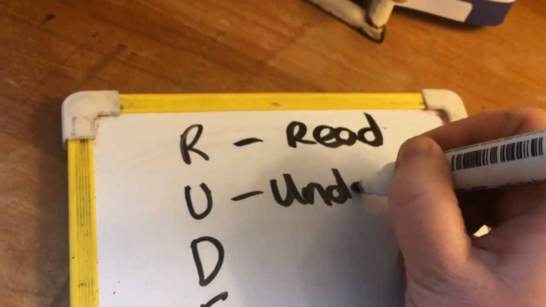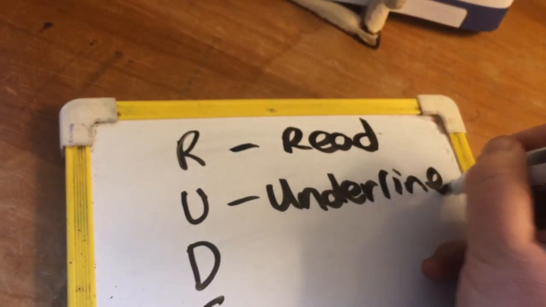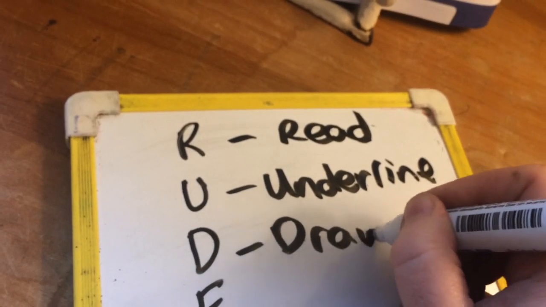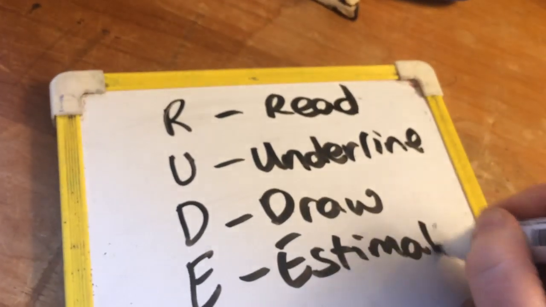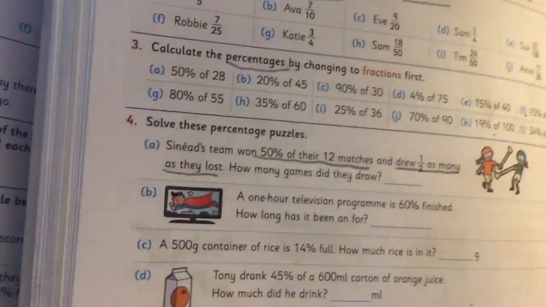Read it, underline it, draw it out, and then give a quick estimate in your head so that you have some idea if you go wrong. Okay? Give it a go. I've underlined the first one. I'm going to underline the rest.